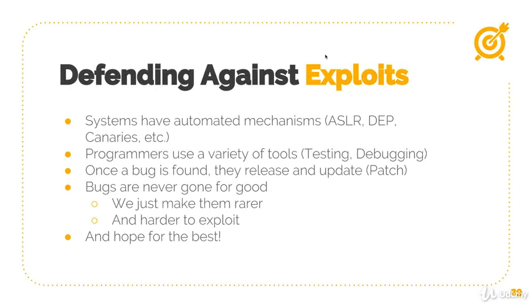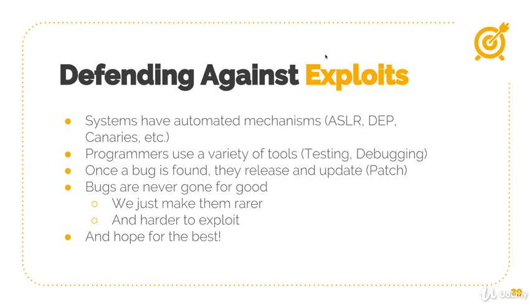So how do we defend against exploits? There are different methods for defending against exploits. Some systems, such as the operating system, have automated mechanisms such as address space layout randomization, data execution prevention, or stack canaries. All of these are automatically used by the systems to make hacking harder, if not impossible. So we had to disable at least one of these in the example that we just saw to be able to hack that software. But even if they're in place, the software is still hackable. It's just that the hacking is much more complicated.